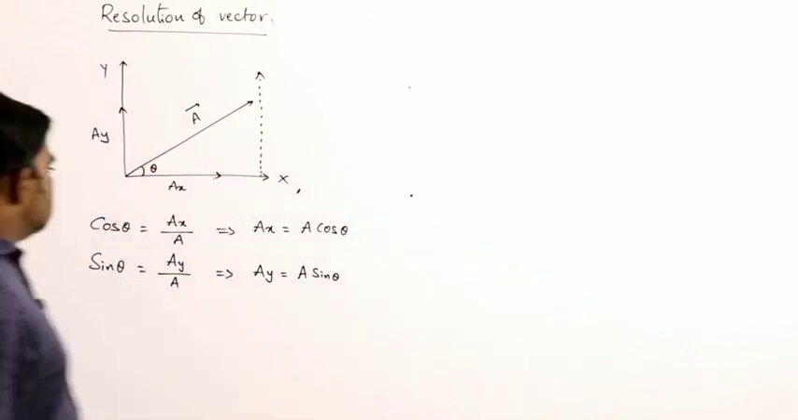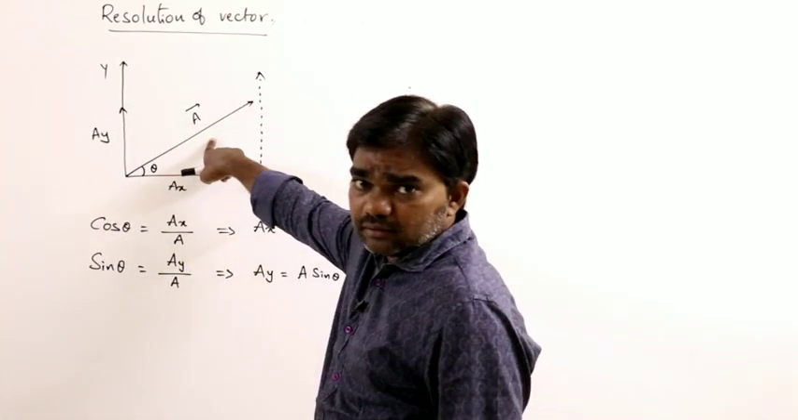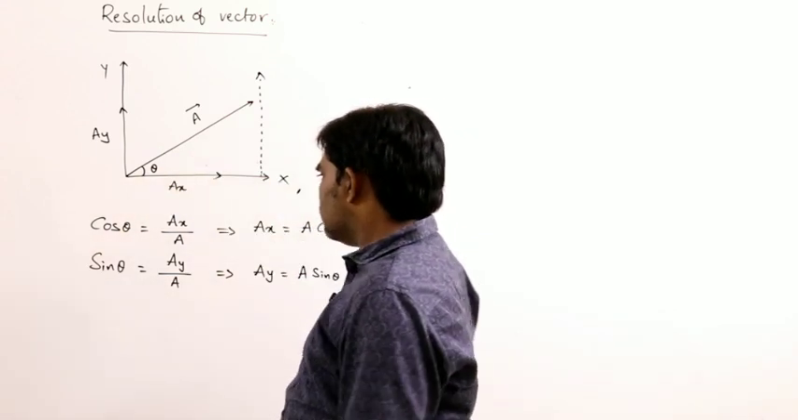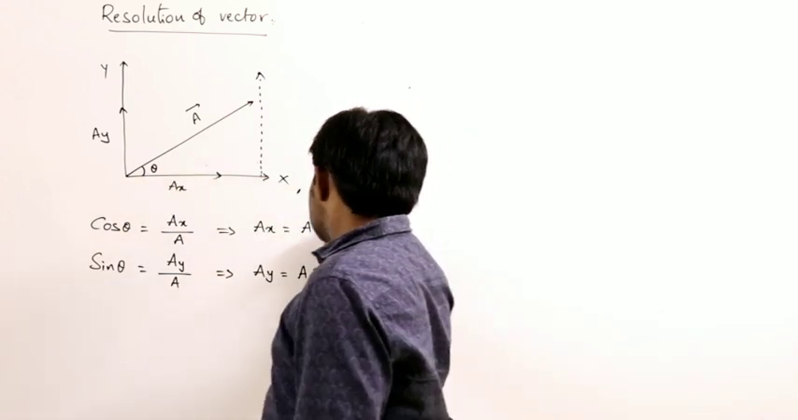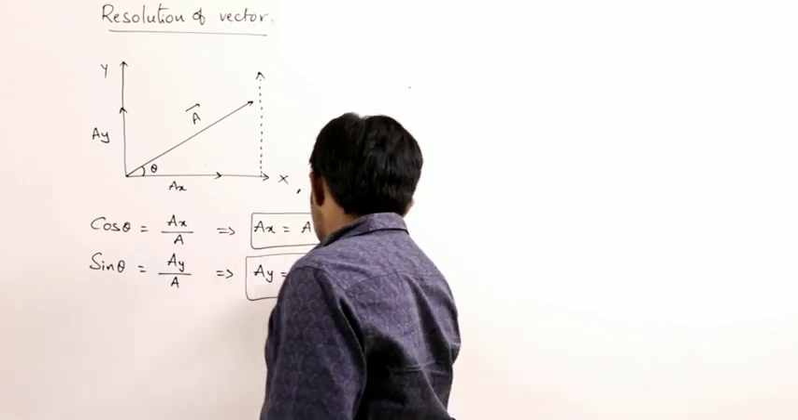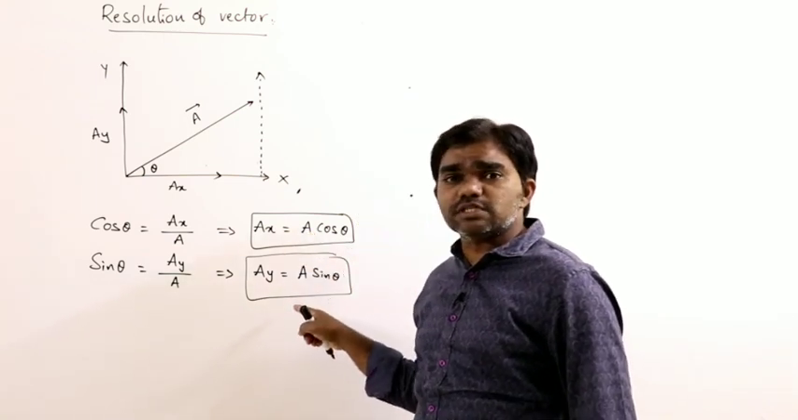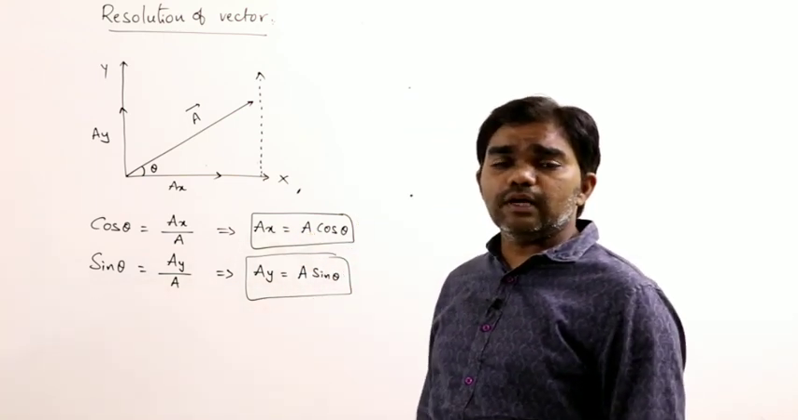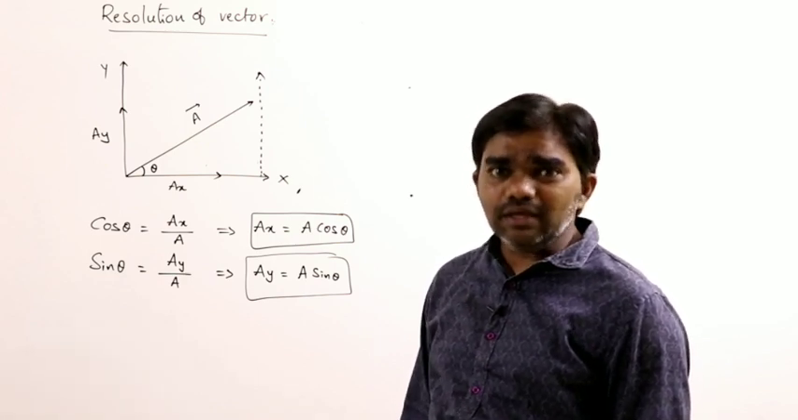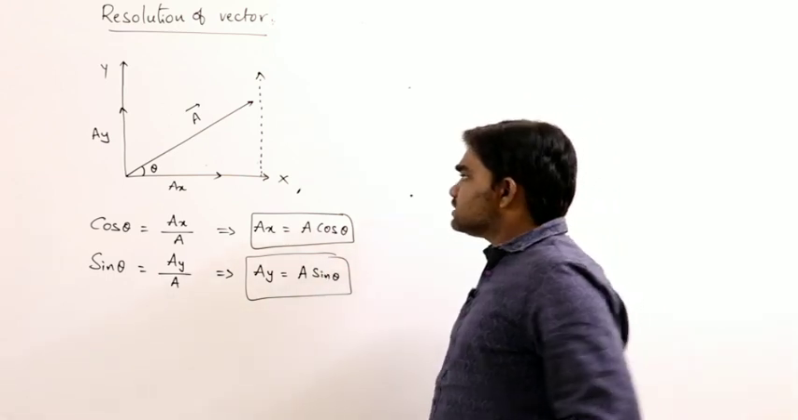So the vector a bar can be divided into two components. The horizontal component is a cos theta and the vertical component is a sin theta. And these horizontal and vertical components must be perpendicular to each other.